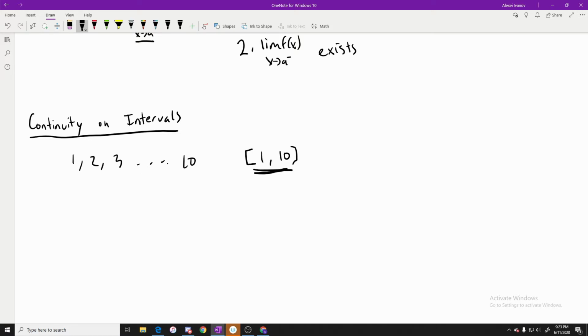And this is basically just giving it an interval format. But the definition for that would be: a function f is continuous on an interval if it's continuous at every value in that interval.